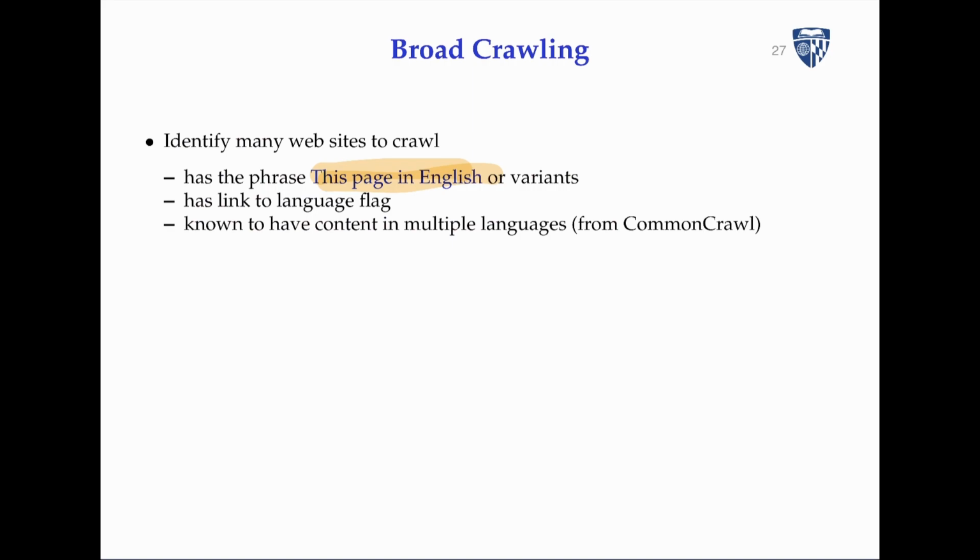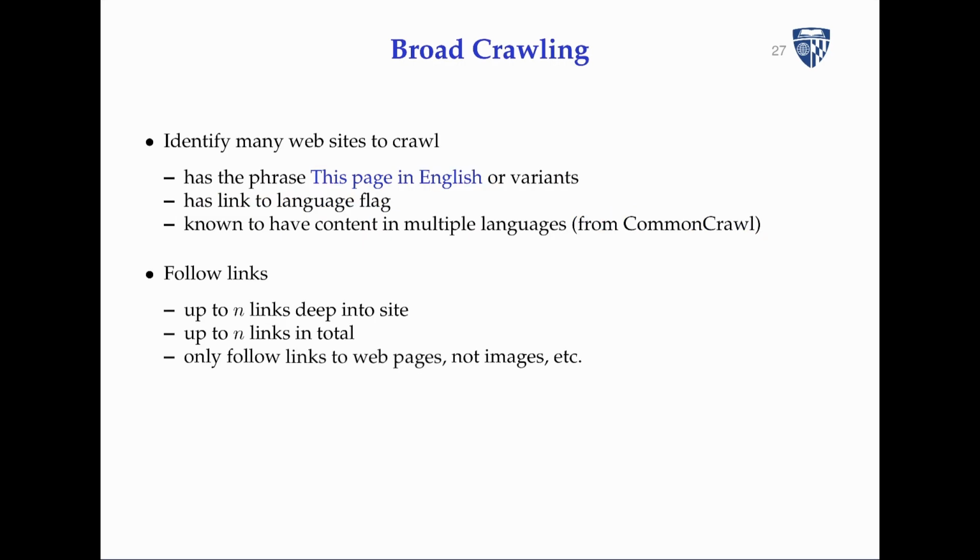Another similar thing is if it has a link to a language flag, maybe that's also an indicator for: here's the French version, here's the Spanish version, and so on. Another strategy is to just look at what we have already available in CommonCrawl. And if there's a website that has content in multiple languages, maybe that content is translated content. So we should either take all this stuff from CommonCrawl or recrawl the website.